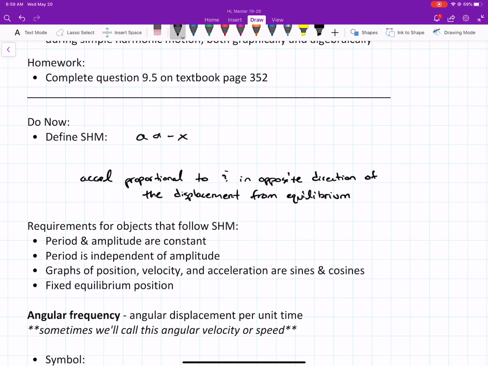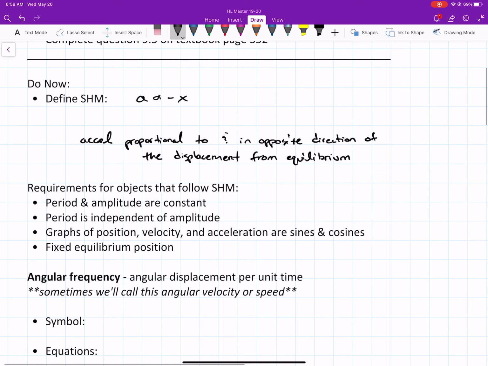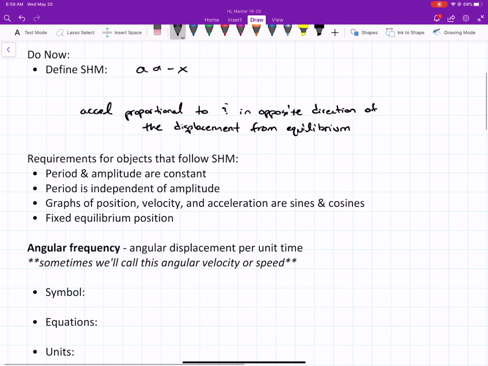Now, one of the things that we didn't mention last time is that there are a few requirements for any object that is going to follow SHM. One is that the period and your amplitude have to stay constant. If those are not staying constant, something else is going on. Remember, when the period's constant, we call that a periodic oscillator. If the amplitude's changing, a lot of times what that means is there's some driving force, somebody's pushing the oscillator, or maybe there's some friction, so it's slowing down over time.